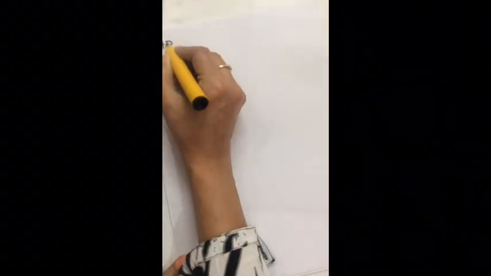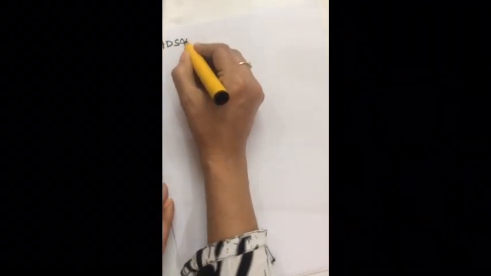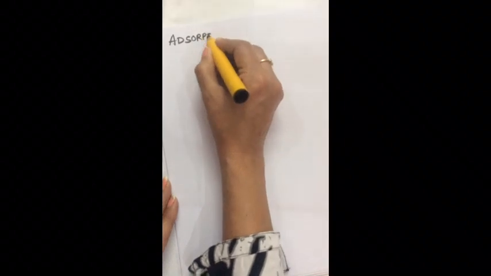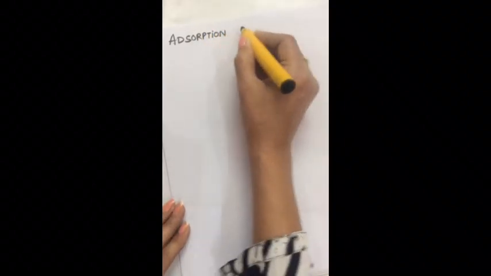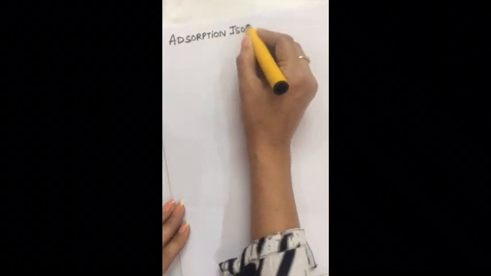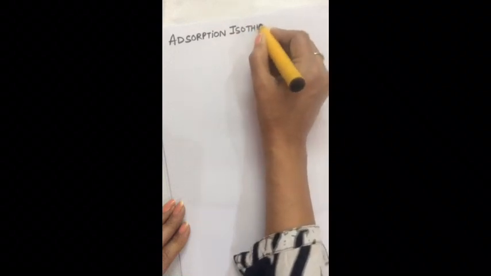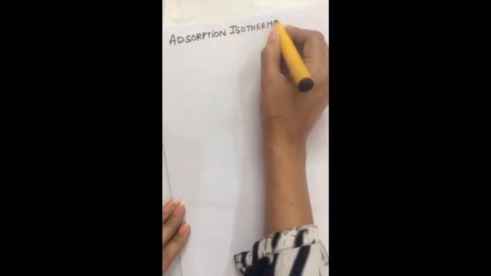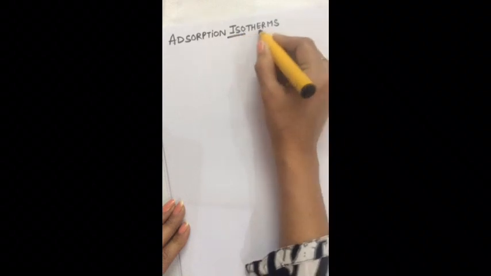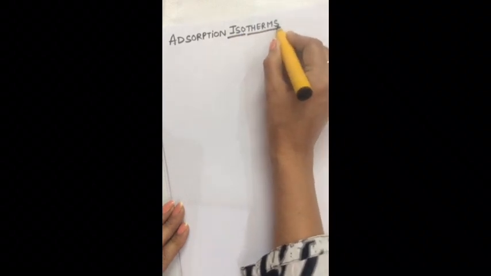Our next topic in surface chemistry is adsorption isotherms. Iso means constant, therm means temperature.